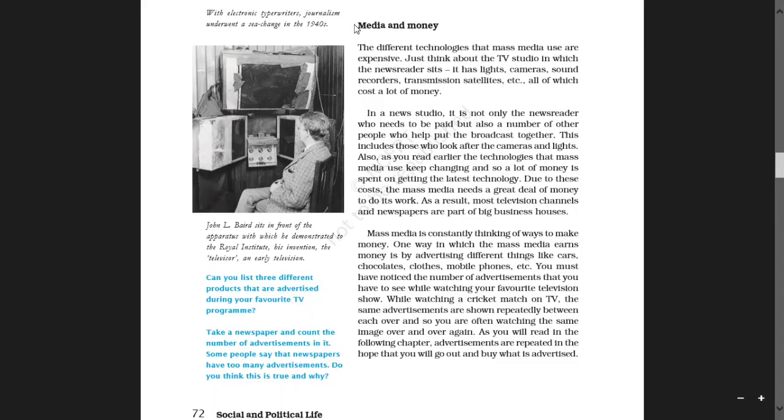Media and money. The different technologies that mass media use are expensive. Expensive means costly. Just think about the TV studio in which the newsreader sits. It has lights, cameras, sound recorders, transmission, satellites, etc., all of which cost a lot of money. All these necessities require a large amount.